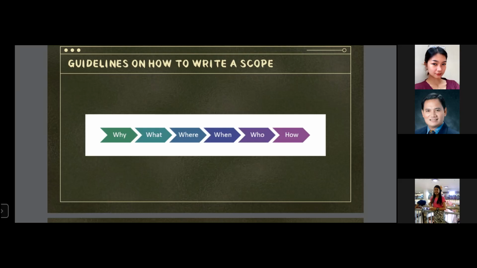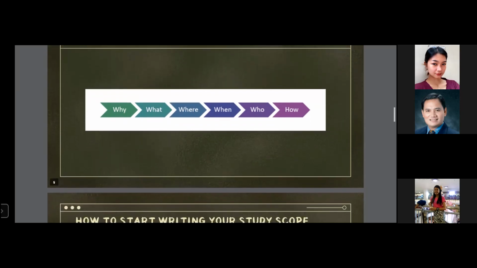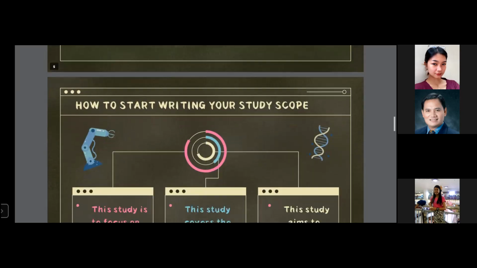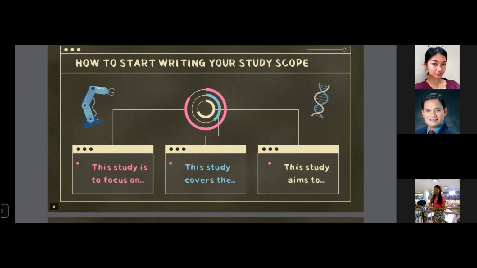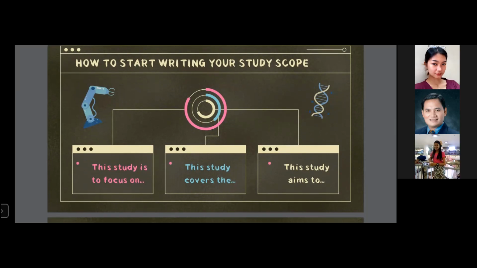And lastly, how? How the research is to be conducted, including a description of the research style. For example, whether it is experimental research, qualitative research, or a case study. So here are the 3 prompts on how to write your scope. First is, this study is to focus on. Second, this study covers the. And the third one, this study aims to.